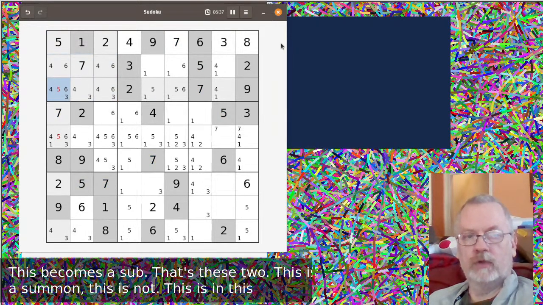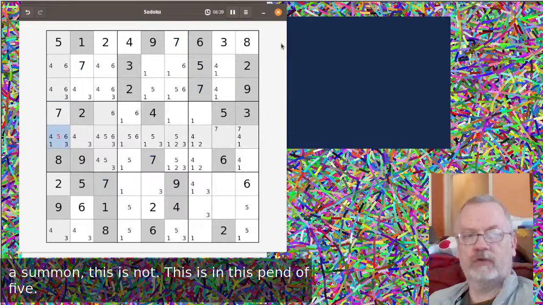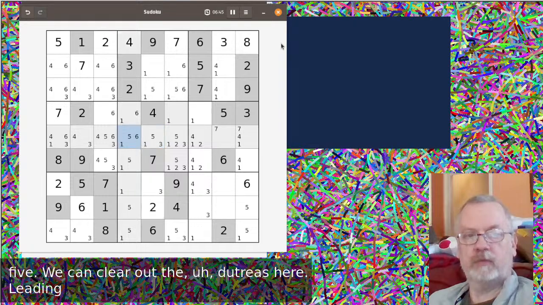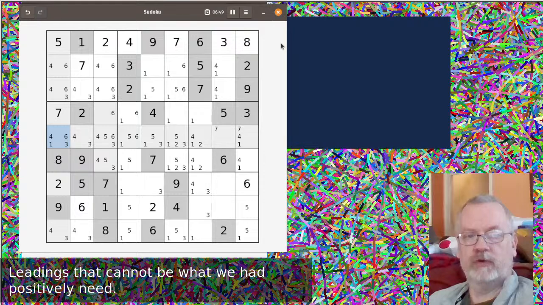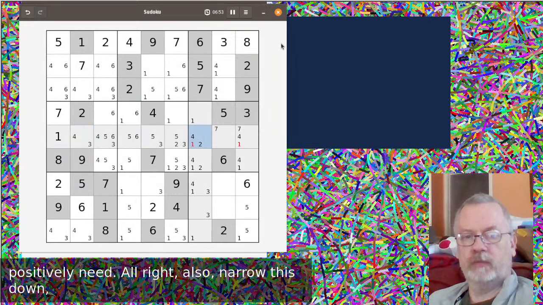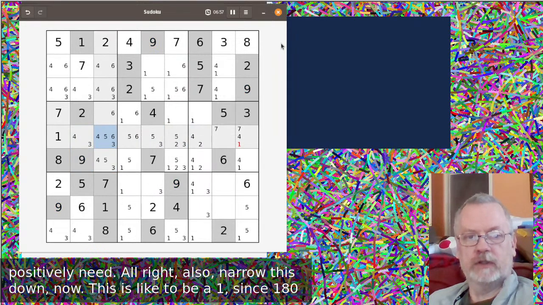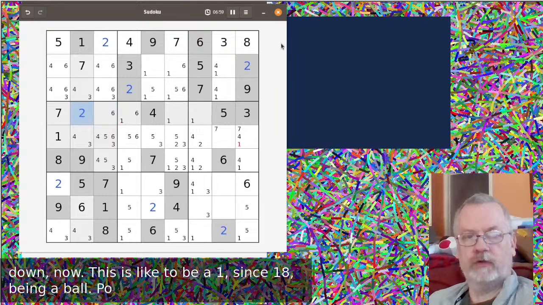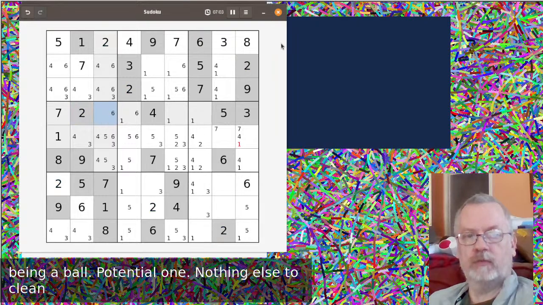We can clear out the 2 threes here, things that cannot be what we had posited they might. All right, we can also narrow this down now. This is going to be a 1, since it's the only one in the square. Clean up these potential ones. Nothing else to clean up here other than this one is now going to be most likely our 6.